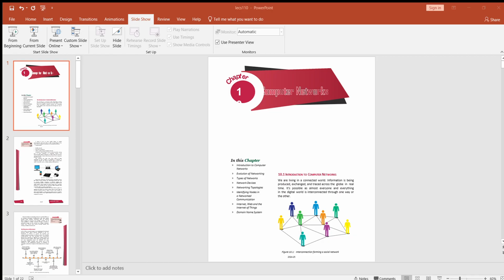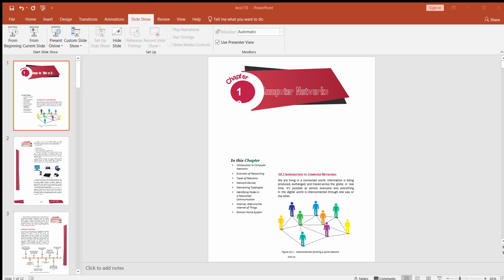In this chapter, we are going to do some introduction of computer networks. We are going to also look at evolution of networking. We're also going to look at types of networks. We're also going to look at network devices, networking topologies, and if time allows, you're going to look at other topics under computer networks. So under introduction to computer networks, we are going to define what a network is and what computer networks is in general.